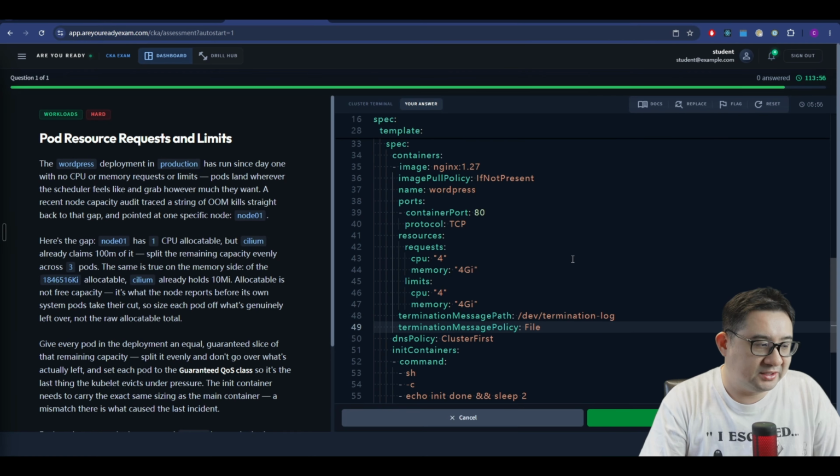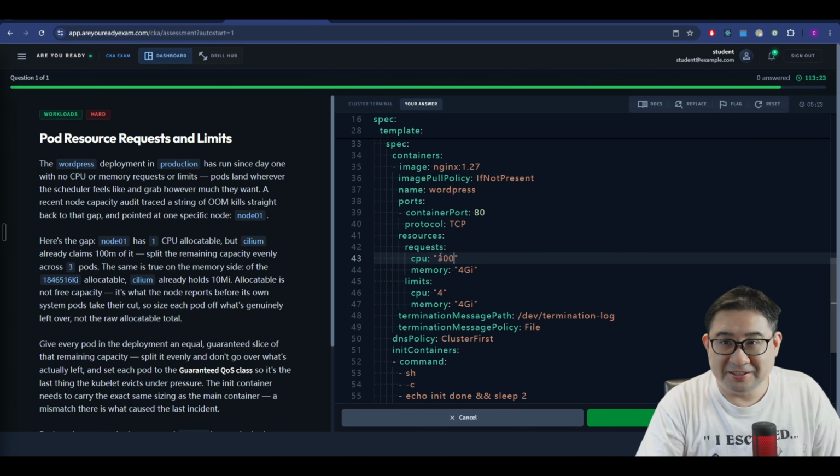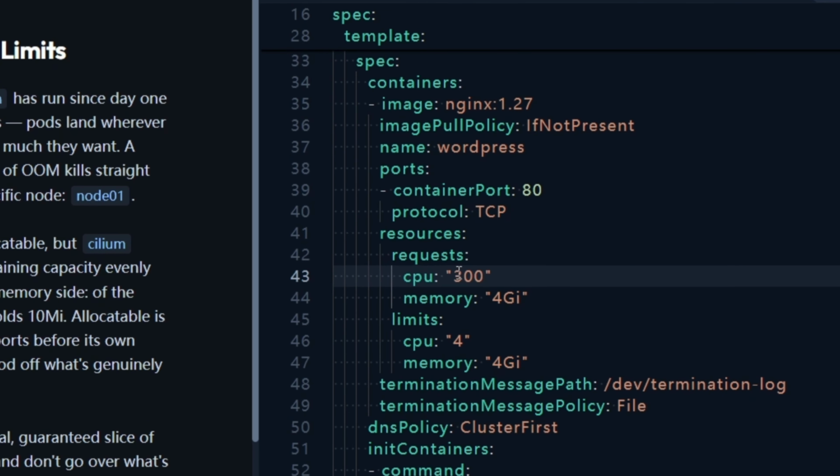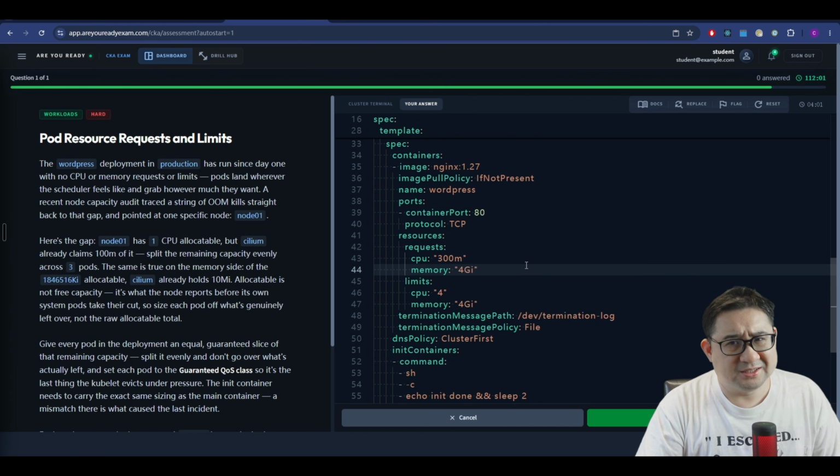Number 2, syntax trap. Every number in this YAML file is a trap waiting to happen. If you type 300 without the m, it assumes you want 300 whole CPU cores. Good luck finding a node that big. And the event log just says insufficient CPU. Always add the m, or use 0.3 if you prefer decimal. Memory is even meaner.